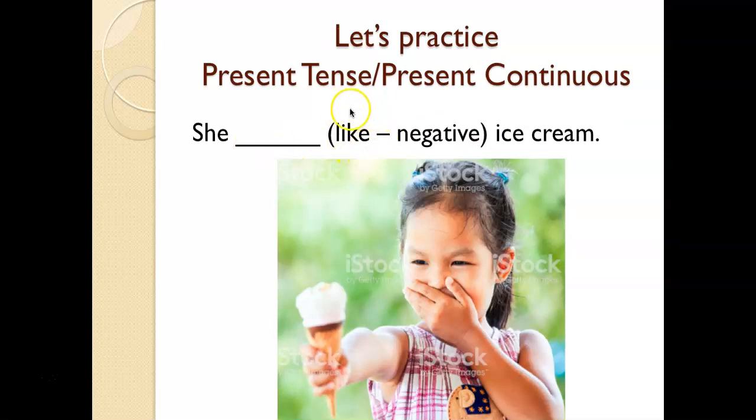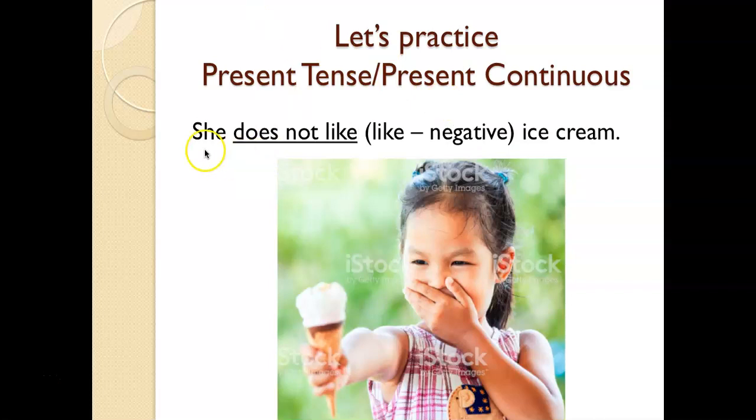This one, the word like or the verb like, we have to change it into the negative form. Okay, so she blank like in the negative form, that means you would have no or not ice cream. So she blank like negative form ice cream. So would it be in the present tense or present continuous? Remember the picture of the man who cannot sleep? Okay, so how do you use the form of do in the negative form?